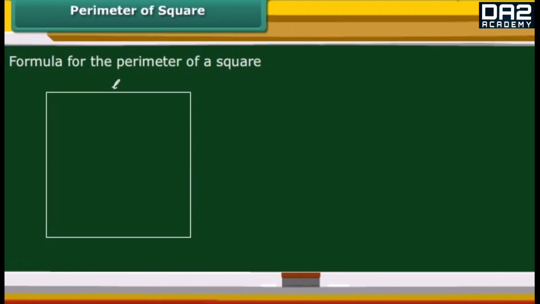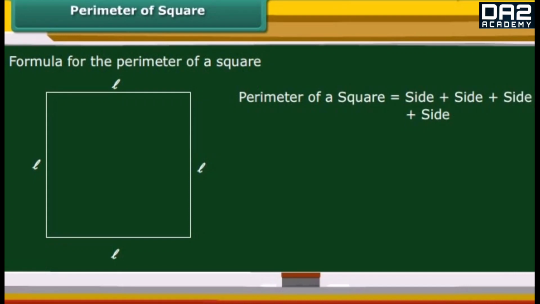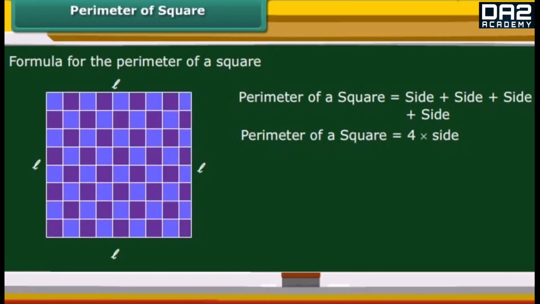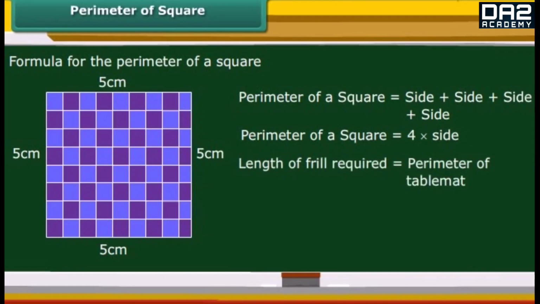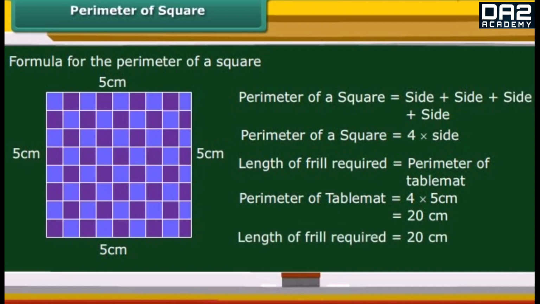Now let us work out the formula for the perimeter of a square. You are already aware that all the four sides of a square are equal in length. Therefore, the perimeter of a square is 4 multiplied by its side. Now you want to add frills to all sides of a square table mat, length of whose side is 5 centimeters. Calculate the length of the frill required. The length of the frill required is equal to the perimeter of the table mat. The perimeter of the table mat is 20 centimeters. Therefore, a 20 centimeters long frill is required.